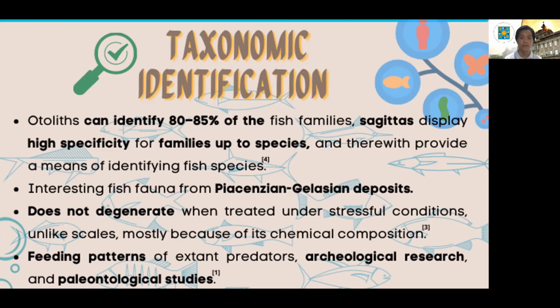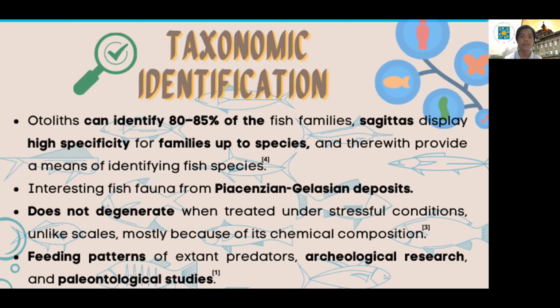Going back to the taxonomic roots of otoliths, the use of this structure is truly remarkable, as one study shows that otoliths can identify 80 to 85% of fish families using the sagitta, which displays a high specificity for families of species and therewith provides a means of identifying fish species.